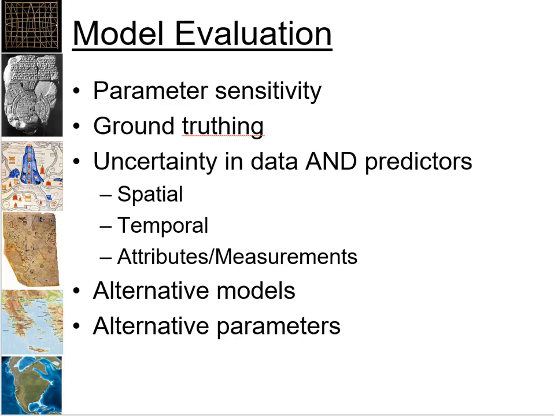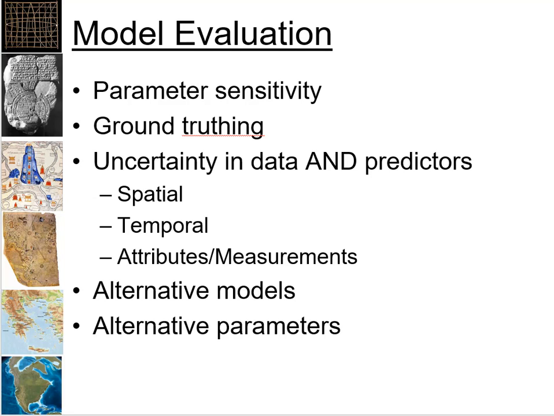Model evaluation, there's a lot of different forms of that. Parameter sensitivity, that's where we're checking how sensitive our parameters are if we move them a little bit. Ground truthing is where we go back out into the field and get more data. Uncertainty in data and predictors we'll talk about a lot and the impact that has on our models. And then there's alternative models and alternative parameters.